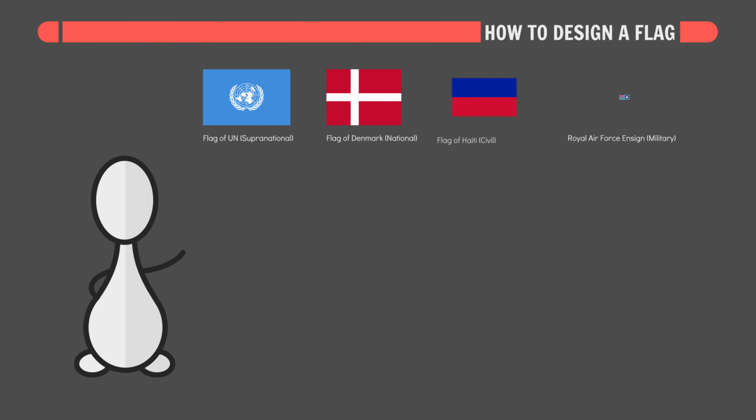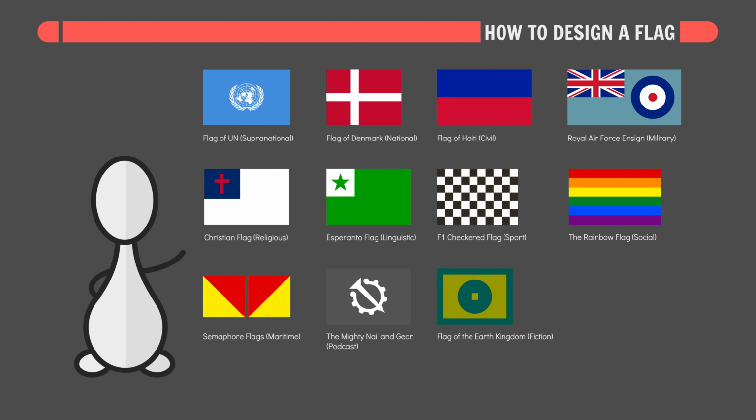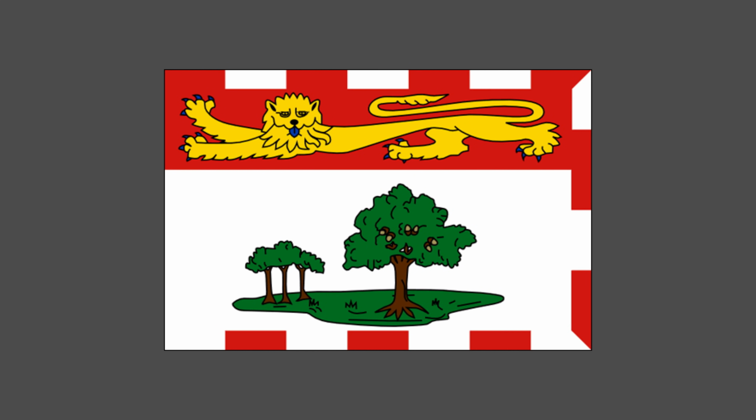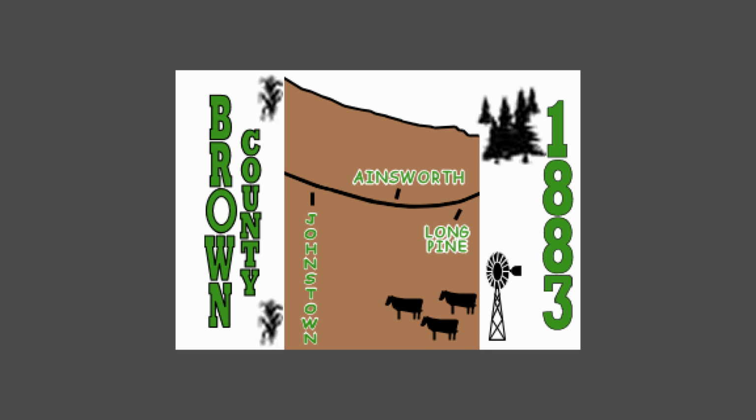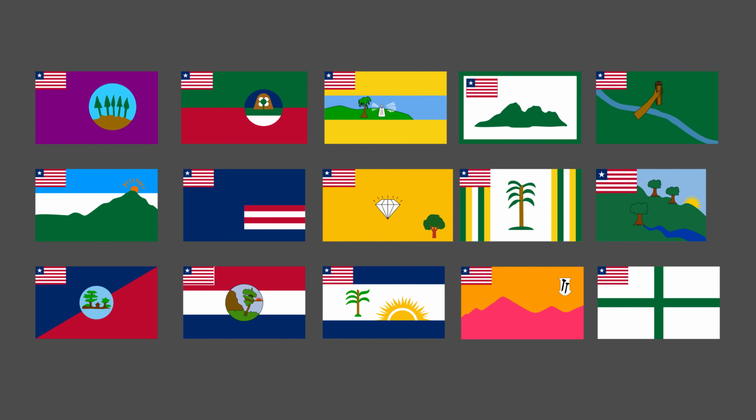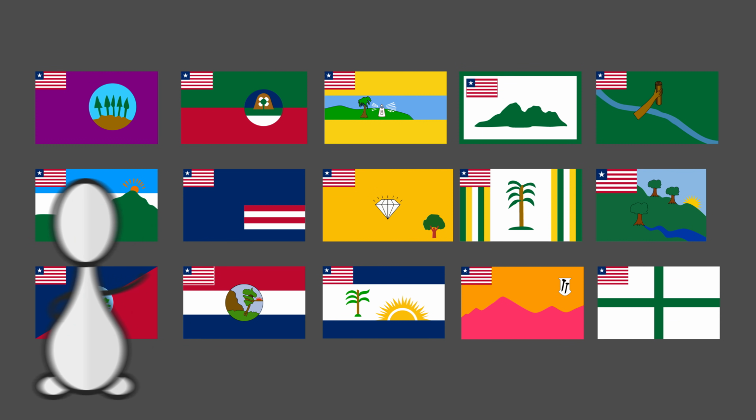Flags. Flags are like opinions. Everyone has one, most are terrible. Veneto, Italy, Prince Edward Island, Canada, Bariz in the Basque Country, Bartlesville, Oklahoma, Brown County, Nebraska, and literally all of Liberia. If you think these are bad, trust me, it used to be much worse.